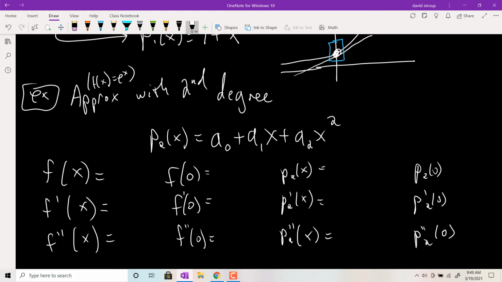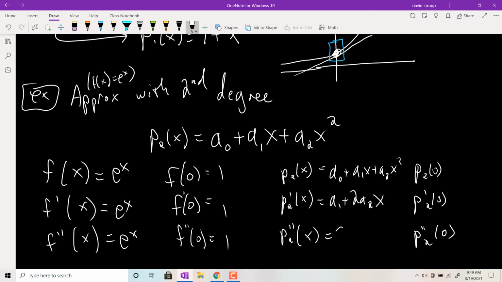Okay. So f of x is e to the x, and then so are its derivatives. Evaluating them at 0, you get 1, 1, 1. Here will be a sub 0 plus a sub 1x plus a sub 2x squared. Taking its derivative, you get a sub 1 plus 2 a sub 2x. Taking its derivative, you get 2 a sub 2. And then plugging 0 into each one of those, the first one you'll get a sub 0, the second one you'll get a sub 1, the third one you'll get 2 a sub 2.